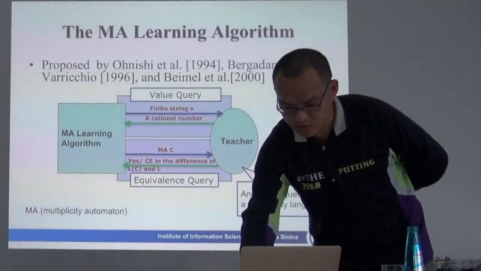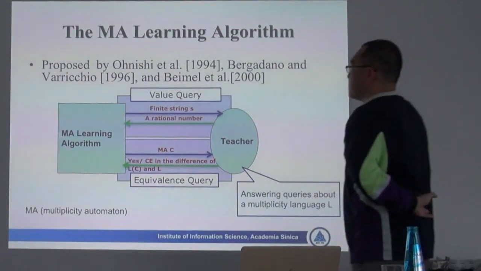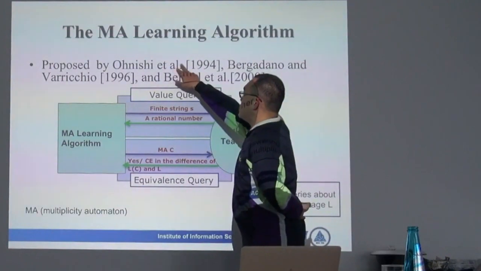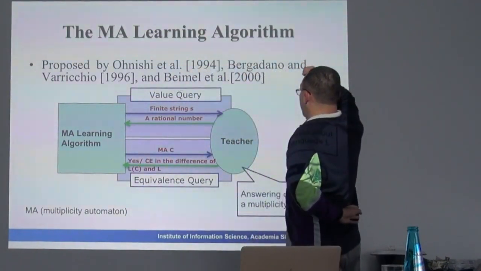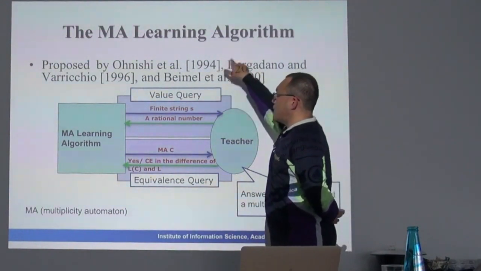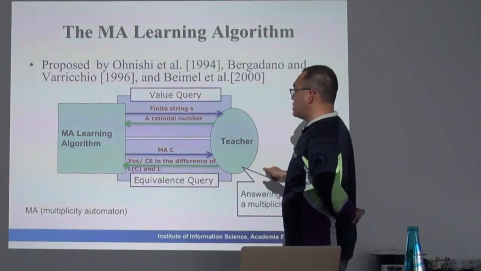And the scenario is very simple. It's proposed by many people. The algorithm was proposed by Onishi and also Ben Gardner in the 90s. I think they claim that it's a simultaneous, independent observation. And its scenario is very similar to L-star.